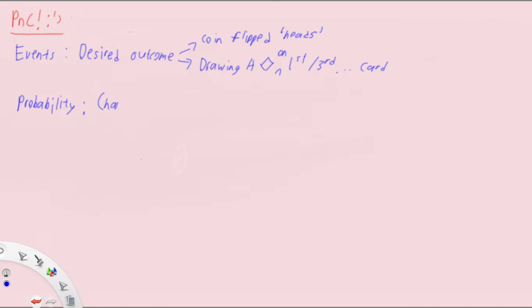Essentially, you guys should know the definition of probability, basically the chance. So we're going to look at the chance of the event happening. And let's say we use the same two examples. So what's the chance of coin flip hits, assuming it's a fair coin? So the coin flipping hits would be half.